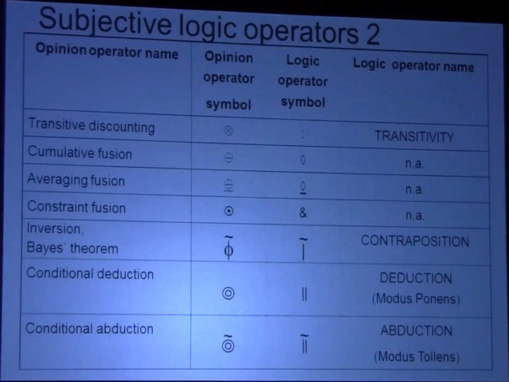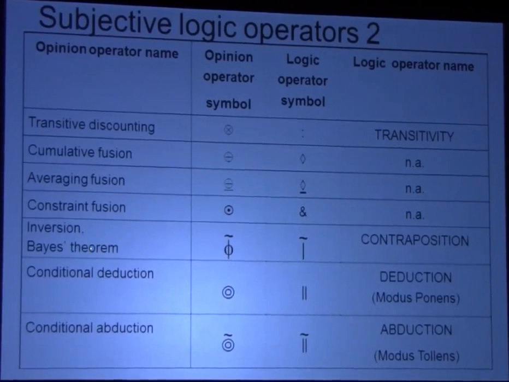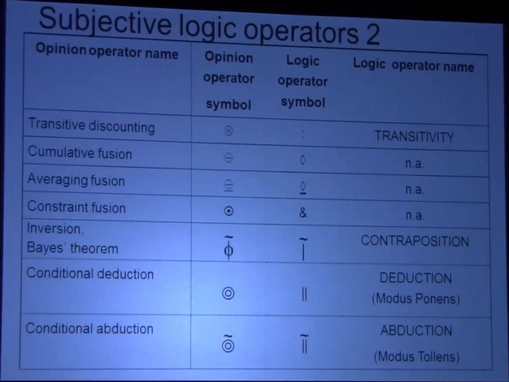I trust you, you trust somebody else, and you can comment on it. There is fusion. Multiple agents have separate opinions about the same thing, and they can then fuse their opinions. Various types of fusion: cumulative, average, constraint. And then there are conditionals and the inversion of conditionals. And this is then equivalent to Bayes' theorem.